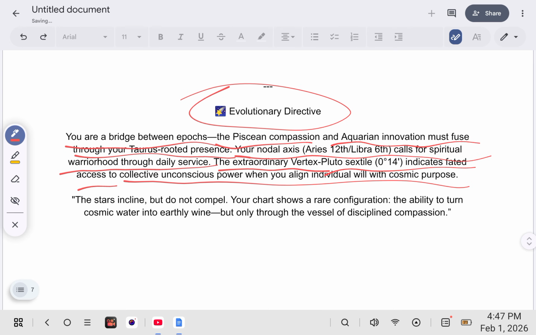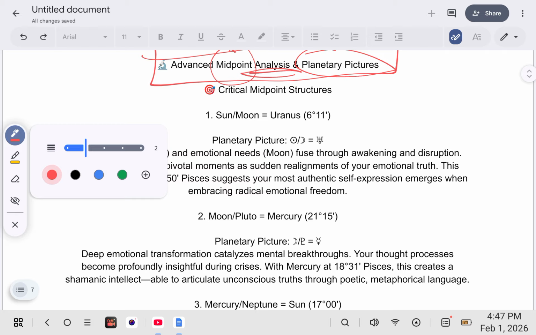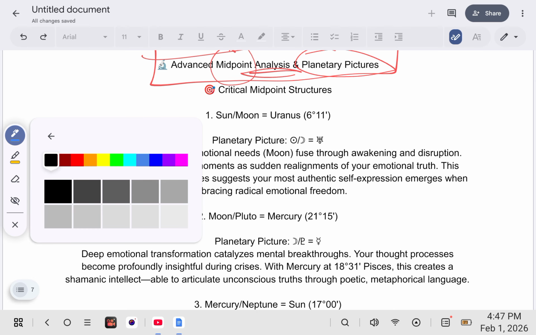Again, the stars incline, but do not compel. Your chart shows a rare configuration, the ability to turn cosmic water into earthly wine, but only through the vessel of disciplined compassion. Amazing stuff. Amazing.